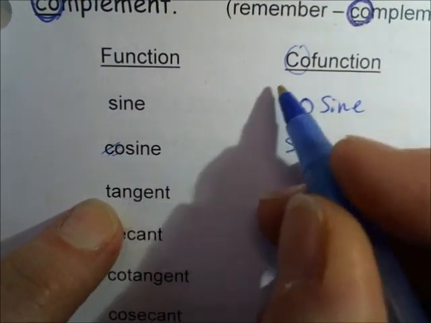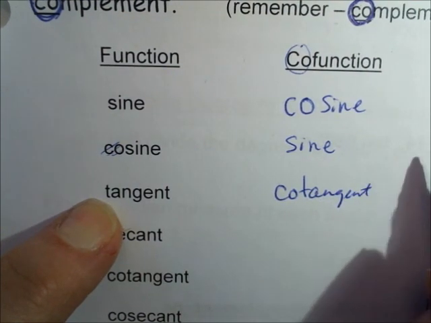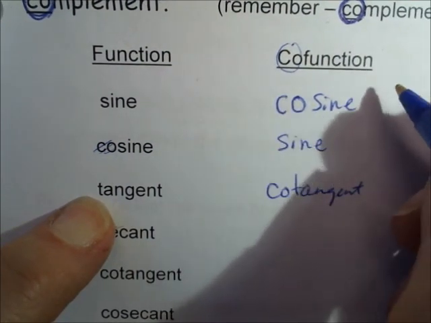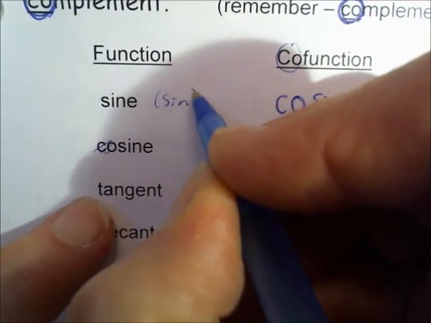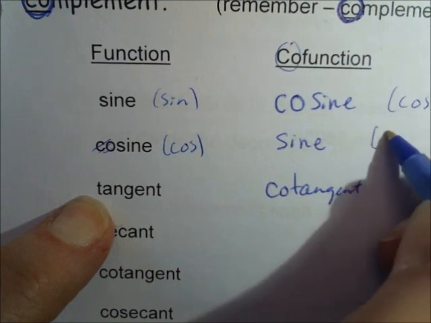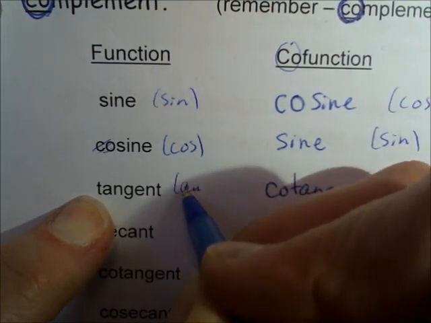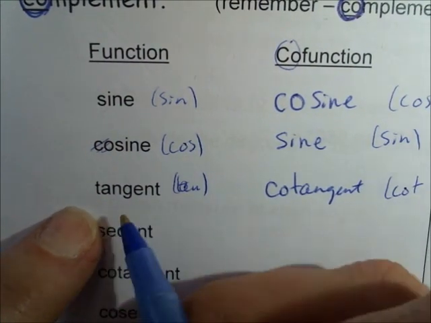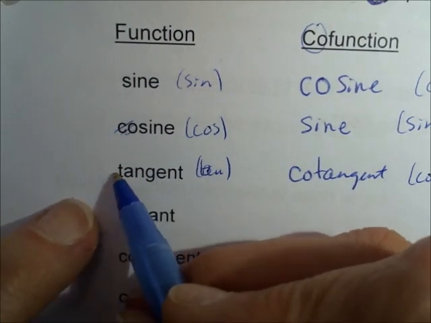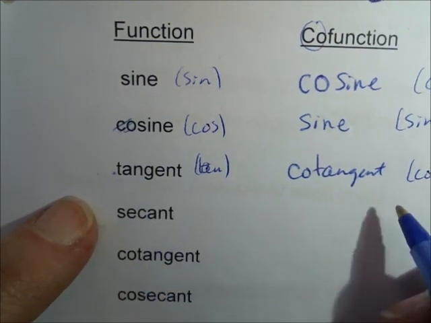The cofunction of a tangent is a cotangent. And remember, these all have abbreviations, right? Sine is sin, cosine is cos, and cotangent is cot, and tangent is tan. But all you have to do is tack on the letters co in front of it if it doesn't have them, or you take off the letters co.